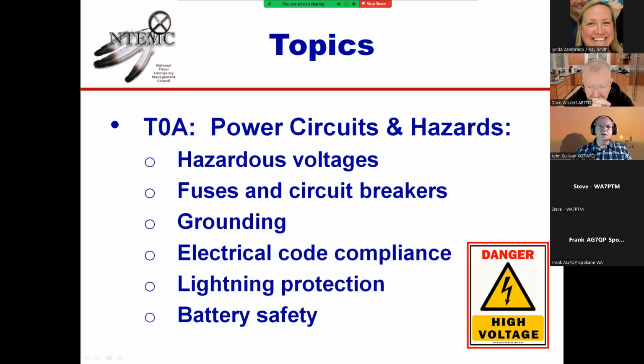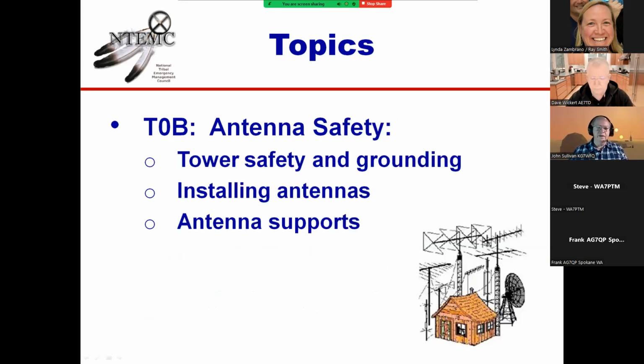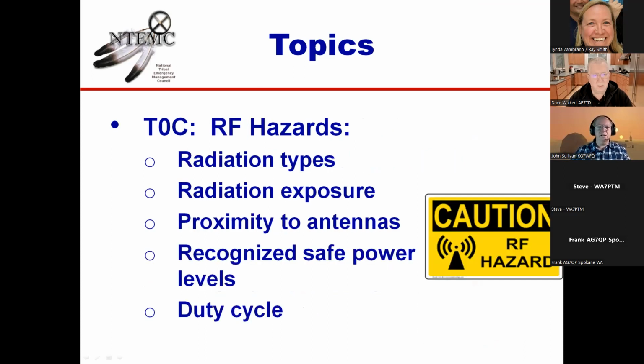So the first section on power circuits and hazards, there's a number of subtopics listed here: hazardous voltage, fuses and circuit breakers, grounding, electrical code compliance, lightning protection, and battery safety. And then the second section covers antenna safety, both including tower safety and grounding, and installing of antennas and antenna supports. And then the last topic is RF hazards, radio frequency hazards, radiation types, radiation exposure, proximity to antennas, recognized safe power levels, and the concept of duty cycle we will be talking about.